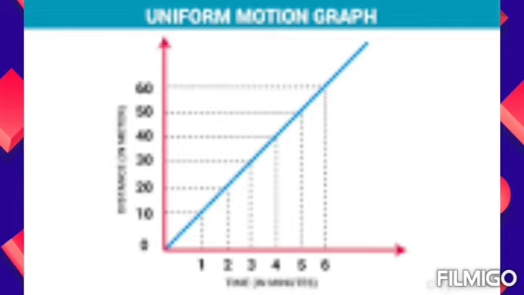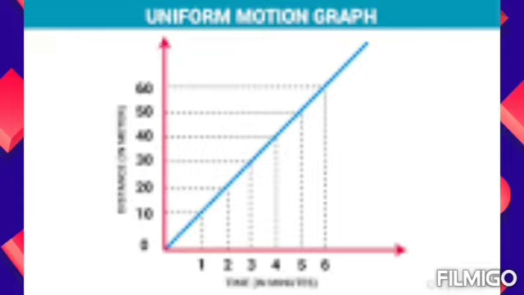Now look at this graph. Here, equal distance in equal intervals of time. So here time as well as distance is given. Here the time is given in hours: 1 hour, 2 hours, 3 hours. And the distance is 10, 20, 30, like that.